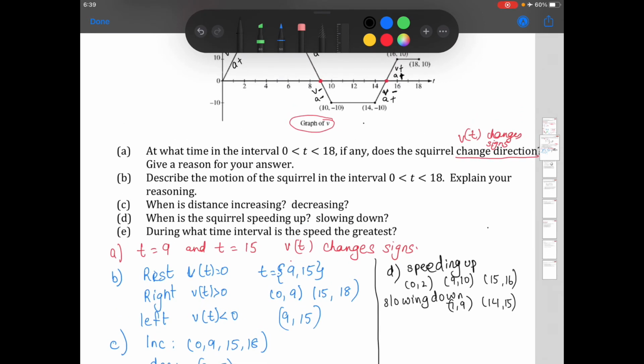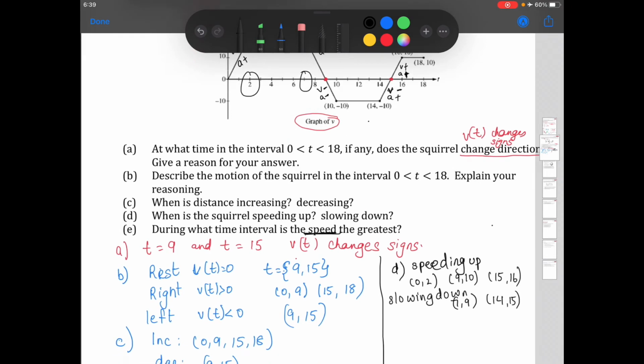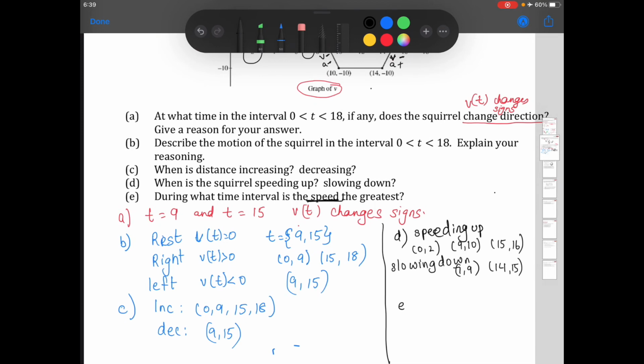Okay, so during what time interval is the speed the greatest? Whenever we talk about speed being the greatest, it means farthest away from the x-axis. So if I look at the graph, where am I farthest away? I'm farthest away up here, from 2 to 7, right? Nowhere else is it that far on the graph, at 20 there. So the speed is the greatest in the interval from 2 to 7, and I'm going to explain the reason.